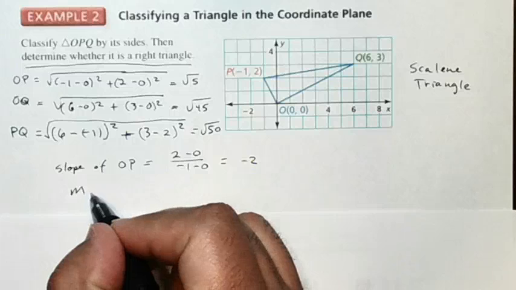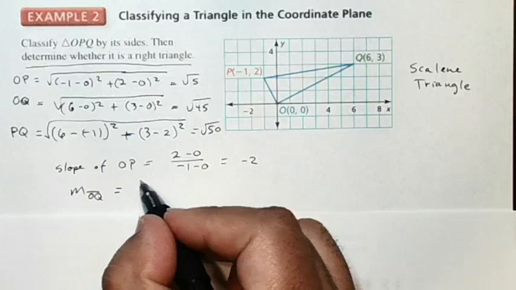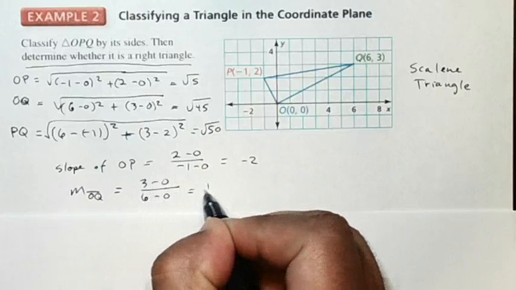Now I want to do the slope of OQ, which comes out to be 3 minus 0 over 6 minus 0. That's 1/2.